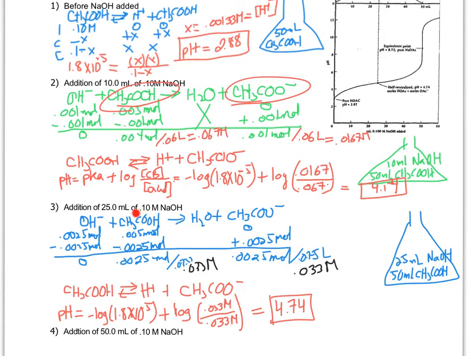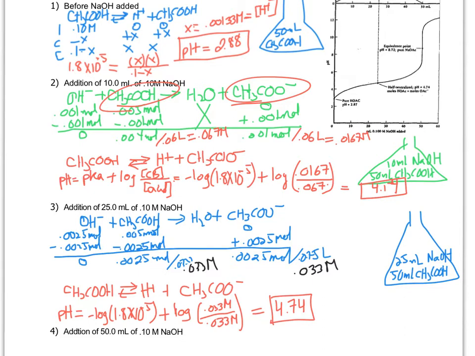So let's look at this again. If I use up half of this amount, I would form the same amount of the conjugate. Those two concentrations are going to be the same, and so the pH is going to be equal to the pKa, because the ratio is going to be 1 and log of 1 is 0, and so pH is equal to pKa.